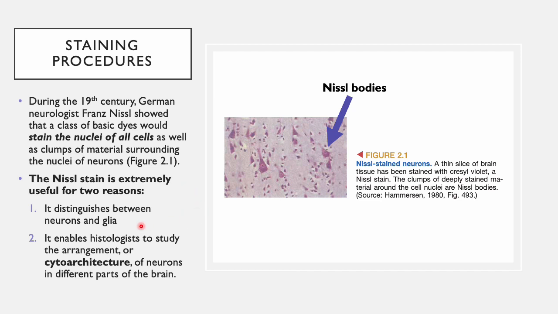The Nissl stain helps us distinguish between glial cells and neurons, and it enables histologists to actually study cytoarchitecture, which is the arrangement of different types of brain cells in the tissue, such as the number of neurons in comparison to glial cells. Also, the study of cytoarchitecture led to the realization that the brain consists of many different specialized regions. And we now know today that each region does perform a different function.